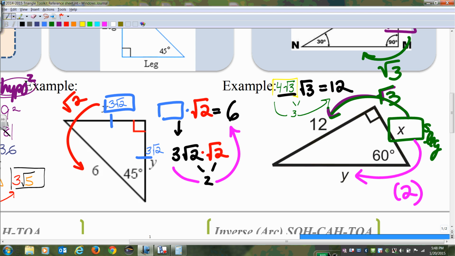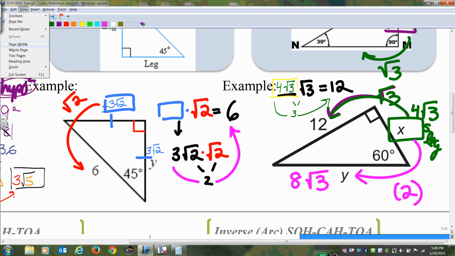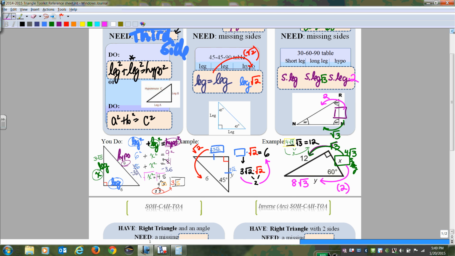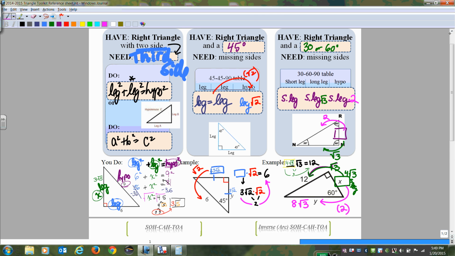So our short leg is going to be 4 square root of 3. Times that by 2, and only the outies talk to each other, so that's 8 root 3. So that right there is 3 of your 5 right triangle tools, 3 of 5.